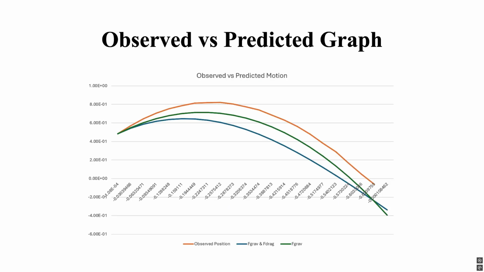This graph relates all three of the models, with the observed model and the drag force model having a more closely related trend, because the original motion would have been affected by drag force as well.